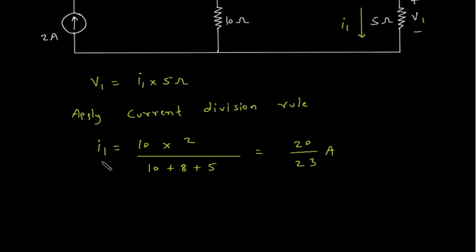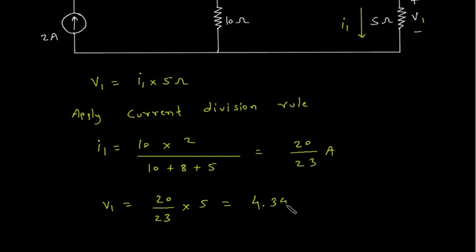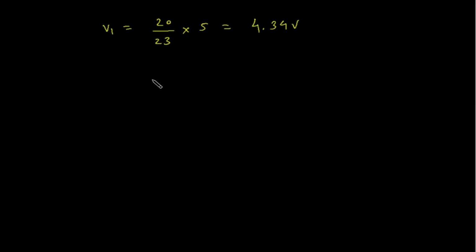We have to find V1. So V1 is equal to 20 by 23 into 5. This is equal to 4.34 volt. 4.34 volt is the value of V1.